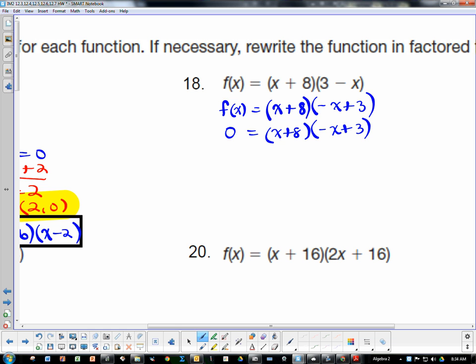I can find these x-intercepts by using the zero product property. Here, let me write that here. Zero product property. We have x plus 8 equals 0, or negative x plus 3 equals 0. Solve each one of these.